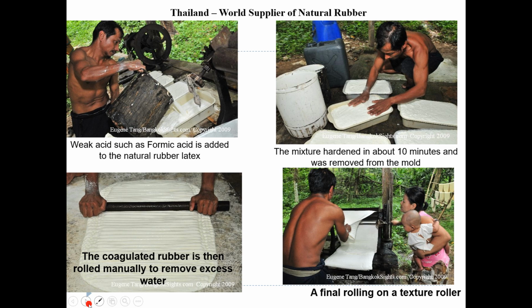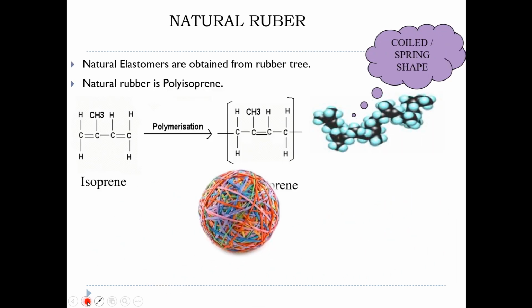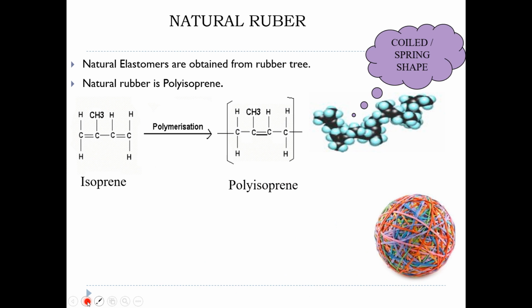So this is the first part. Now once this is done, we can dry it and now it is ready for further process. It is now ready to be exported. This is how rubber is manufactured naturally. Okay, Thailand is the world supplier of natural rubber.